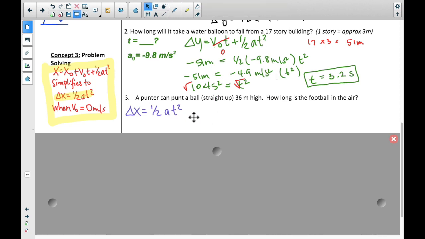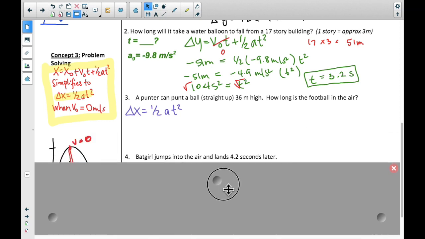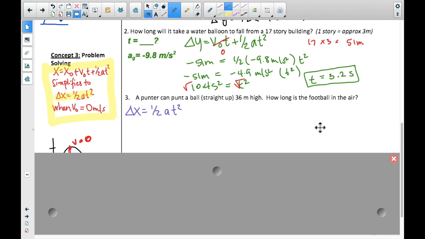So for this next question, a punter can punt a ball straight up 36 meters high. How long is the football in the air? Its starting velocity, not its starting velocity, its top velocity will be 0. So if I draw out how this is going to work, this person punts the football, and it does have an initial velocity, but when it gets to the top, its velocity is 0. And so I maybe can use just half of the parabola to figure this out, because if I can figure out one half of it, then I just multiply it by 2 to get the other half. So that's what I'm going to do.